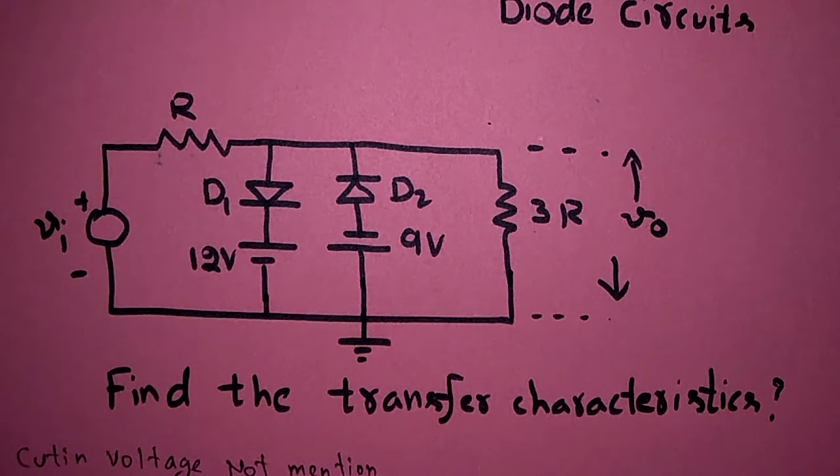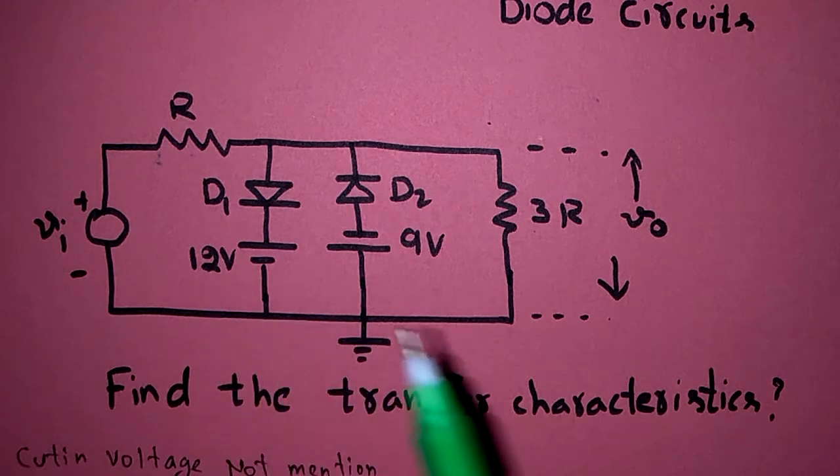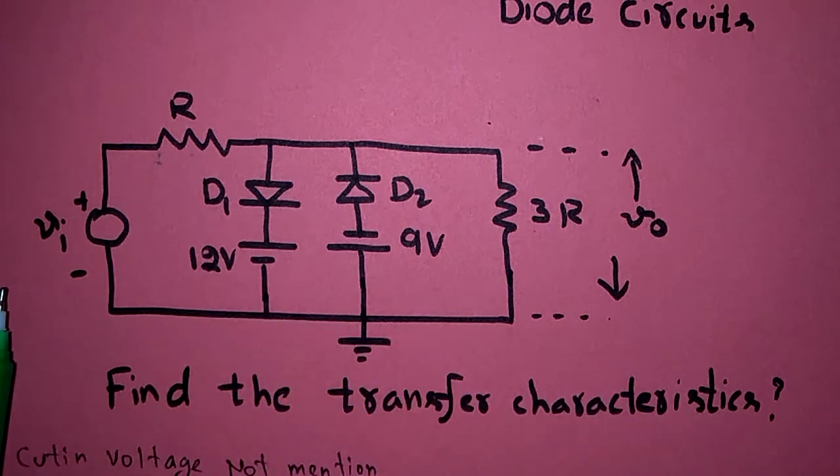In this question, two diodes are there and two reference voltages are there. In addition to that, two resistors are connected in the circuit and some input is given. We have to find the transfer characteristics of this circuit. Here the problem is that not only the shape of the waveform but also the range of input is not mentioned. So we have to analyze this circuit.